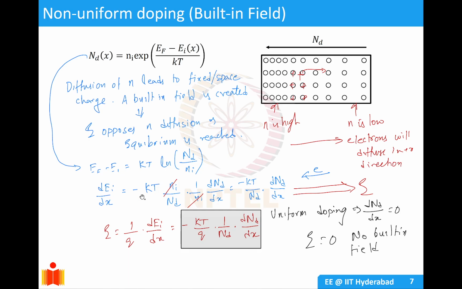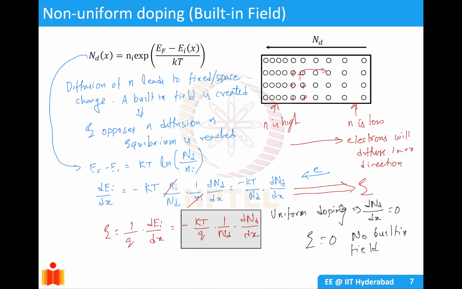Then del Ei by del x is minus kT, ni by ND, dot 1 by ni, del ND by del x. So del Ei by del x is equal to minus kT by ND dND by dx. This gives your electric field, which is electric field equals 1 by q del Ei by del x, which is equal to minus kT by q, 1 by ND, del ND by del x.